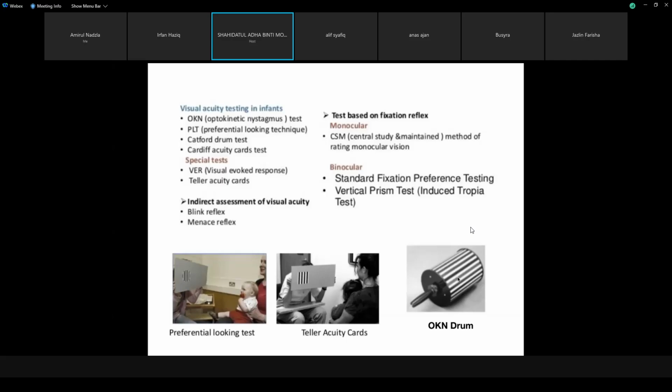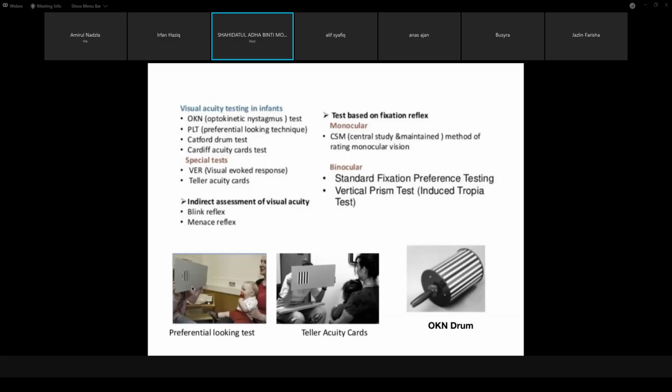And then we have this preferential looking test. Preferential looking test means, you look at this picture where the mother holds the baby, and the doctor is holding the card. One area is blank, with nothing. The other area has gratings. We look at the baby's response. If the baby has good vision, the baby will focus on the part that has gratings. If the vision is poor or absent, the eyes will just wander because the baby cannot see anything in front. It's all the same.